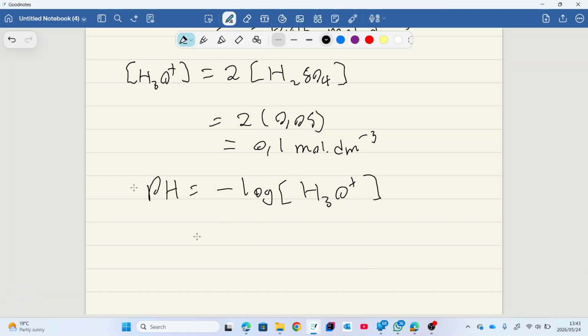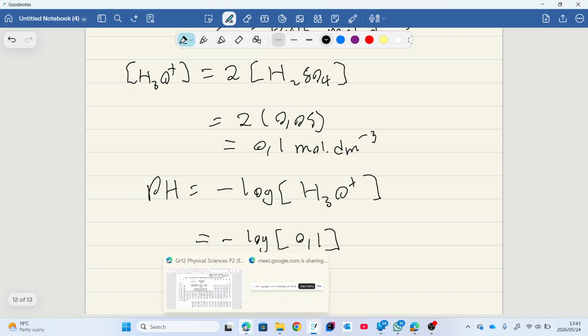Then we can say minus log of the concentration, which is 0.1. Yes. Then we press it. So here's my calculator. I got 1. That means your pH is 1. pH doesn't have units. Okay. So that's the final answer.